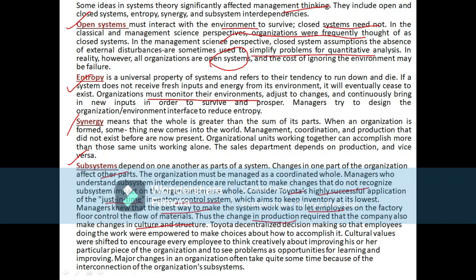So Toyota decentralized decision making also, so that employees doing the work were empowered to make choices about how to accomplish it. Cultural values were shifted to encourage every employee to think creatively about improving his or her particular piece of the organization and to see problems as opportunities, not as threats, for learning and improving their capacity. Major changes in an organization often take quite some time because of the interconnection of the organization's subsystems. So subsystems play an important role in the organization.